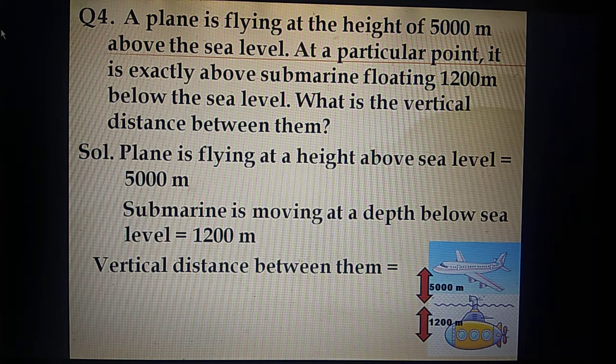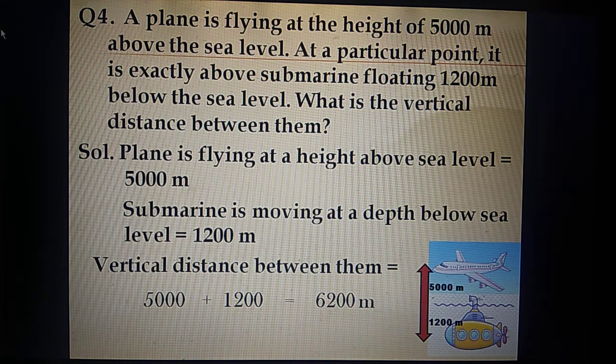Here the separate distance of the plane and submarine is given to you. You have to find the total distance between them. Again, I am asking you to find the total. Total means just add both the values. Here we will not consider the sign because we are supposed to find the total gap between them. So 5,000 plus 1200. The answer is 6,200 meters. This is your final answer.